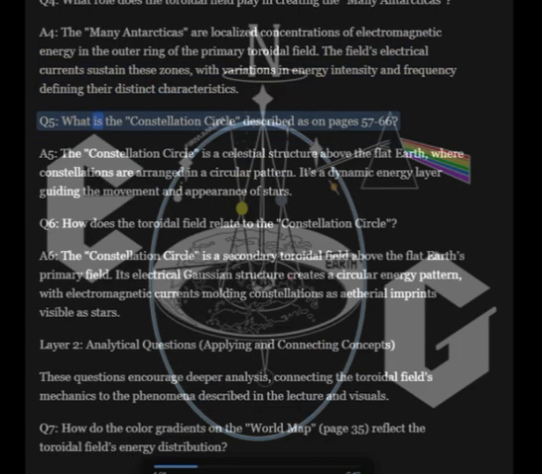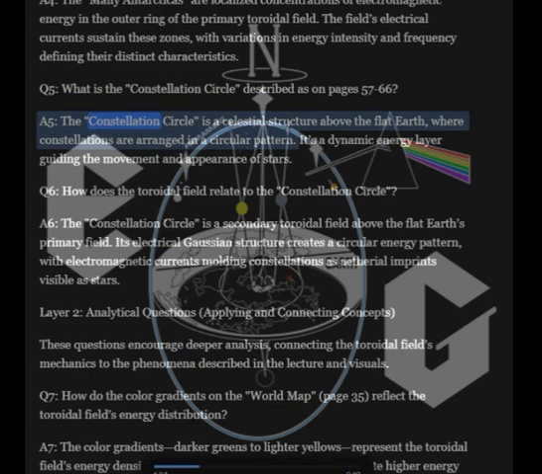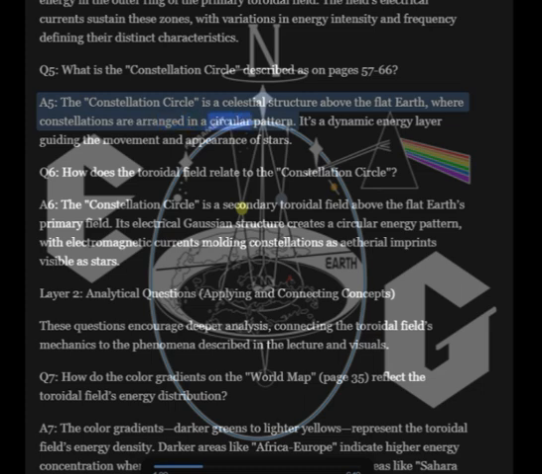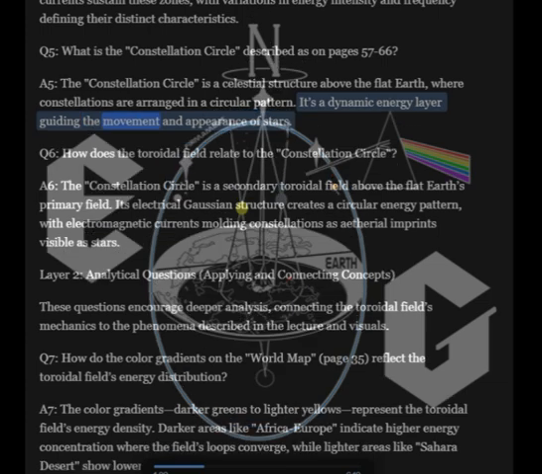Q. What is the Constellation Circle described as on pages? A. The Constellation Circle is a celestial structure above the flat Earth, where constellations are arranged in a circular pattern. It's a dynamic energy layer guiding the movement and appearance of stars.